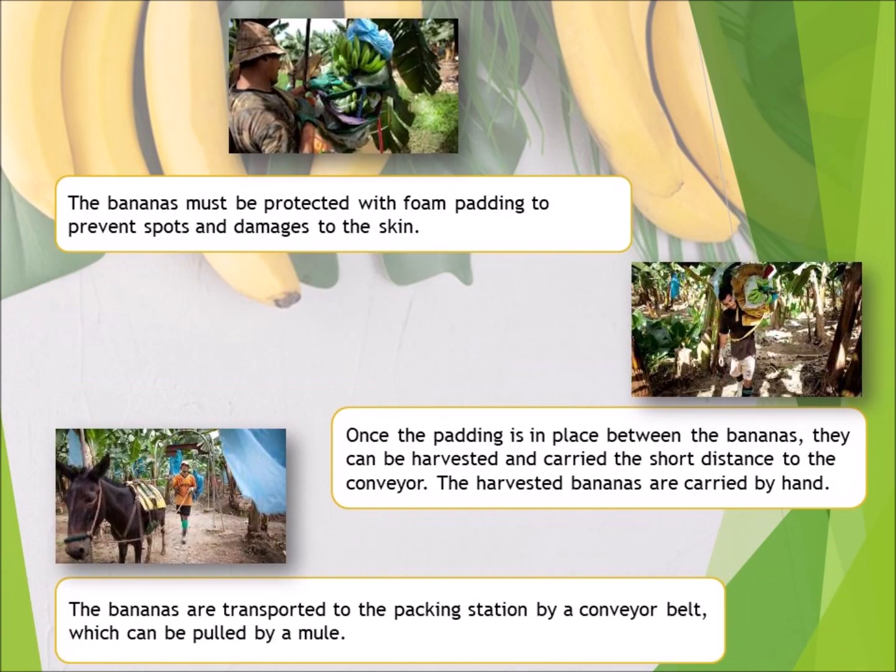Okay, the next harvesting process is that the bananas must be protected with foam padding to prevent spots and damage to the skin. Once the padding is in place between the bananas, they can be harvested and carried the short distance to the conveyor. The harvested bananas are carried by hand. Then, the bananas are transported to the packing station by a conveyor belt which can be pulled by a mule.